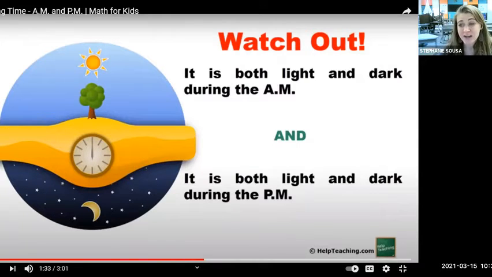It's also dark in the AM. At 1 in the morning, it is dark outside. So we cannot tell the difference between AM and PM with light and dark, okay? We have to use the awareness of what's happening during the day.